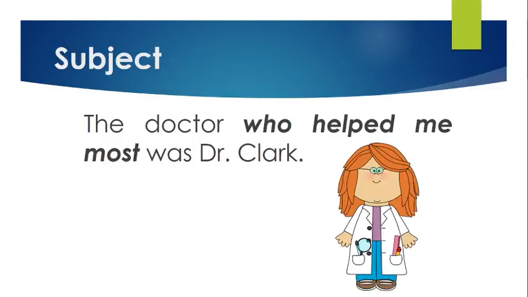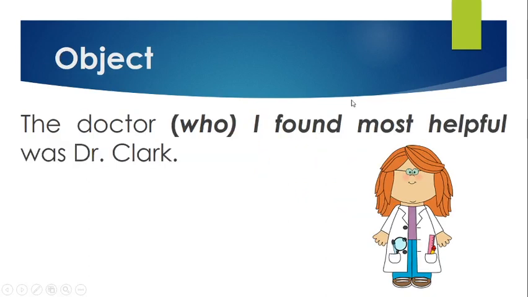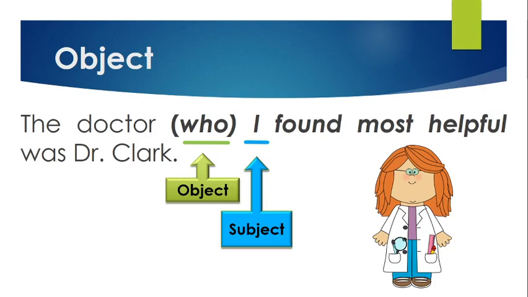For example, the doctor who helped me most was Dr. Clark. Who is the subject of the sentence, and it will be followed immediately by a verb. When who is the object of the relative clause, it will be followed by a subject. Let's see this. The doctor who I found most helpful was Dr. Clark. Who is the object of the relative clause, and I is the subject.